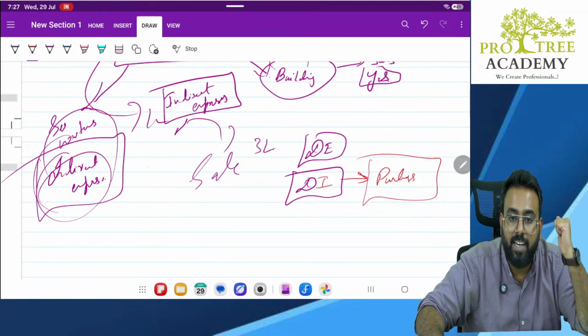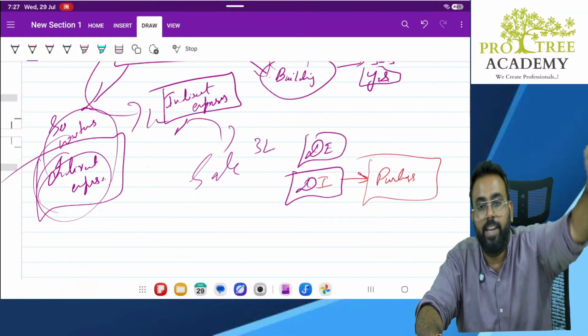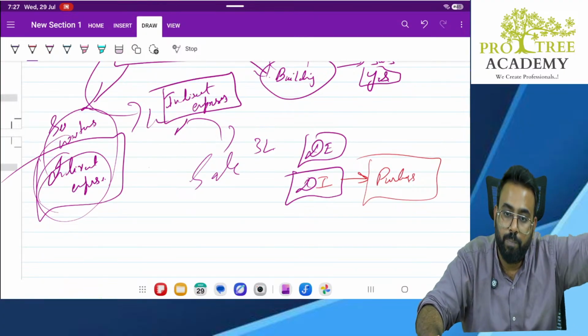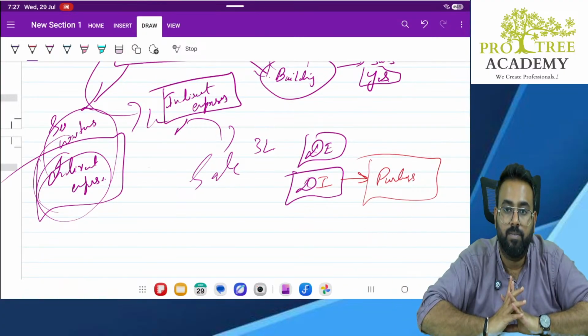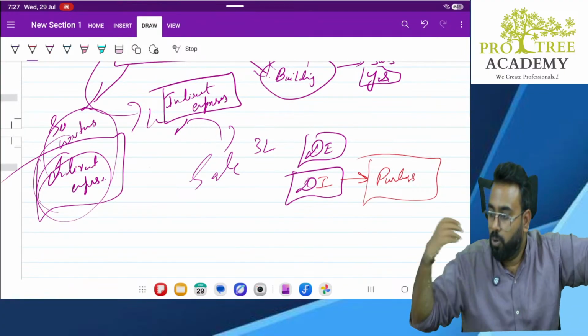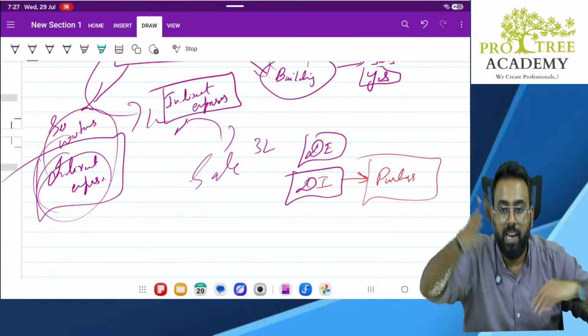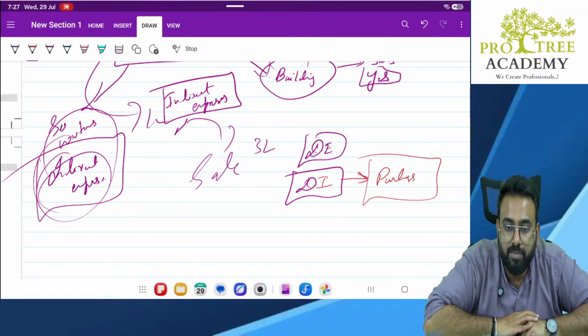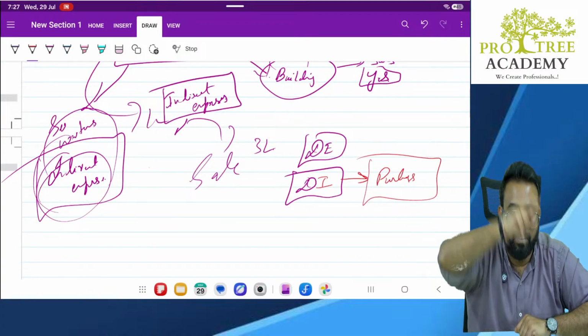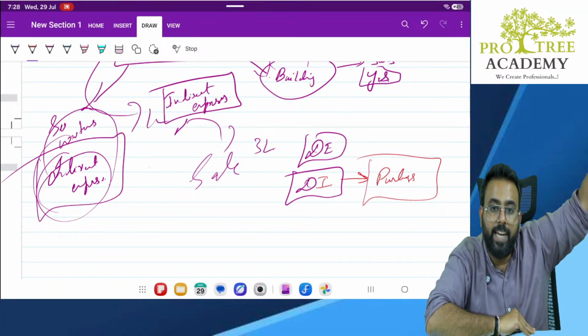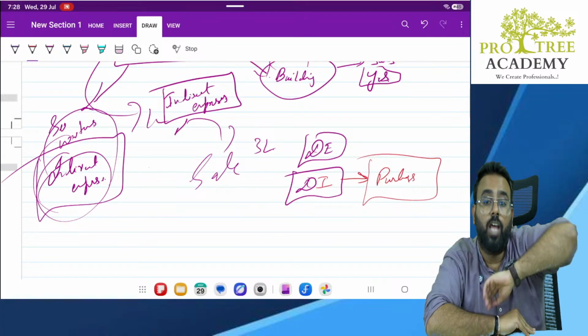Sir, why it is direct income? Because it is directly relating to your purchases. If you don't purchase, no discount. If you don't purchase, no sales also. If you haven't purchased, where will you sell from? Interrelated. Understanding? In the same way, in direct expenses, your discount allowed will also come.